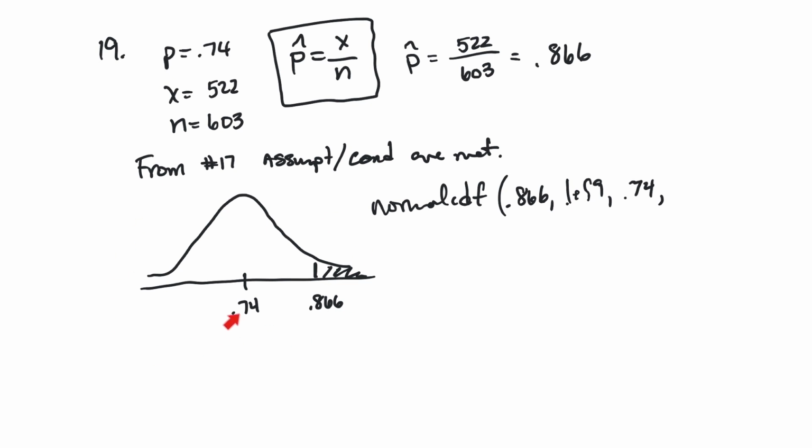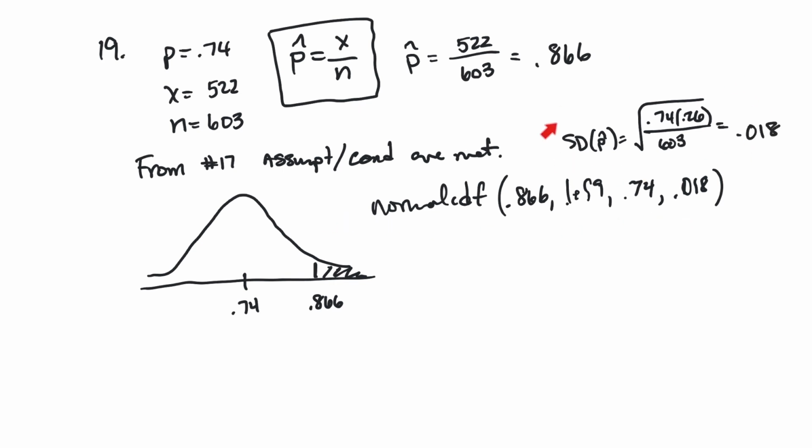Drawing my picture out here, I'd like to know what's the likelihood that I could get a percentage of 86.6% if the real percentage is 74%. So we'd like to know what's the chance that, assuming the true percentage is 74, we could just randomly get one that's as high as 86.6% or 0.866. Okay, it's a normal CDF question.